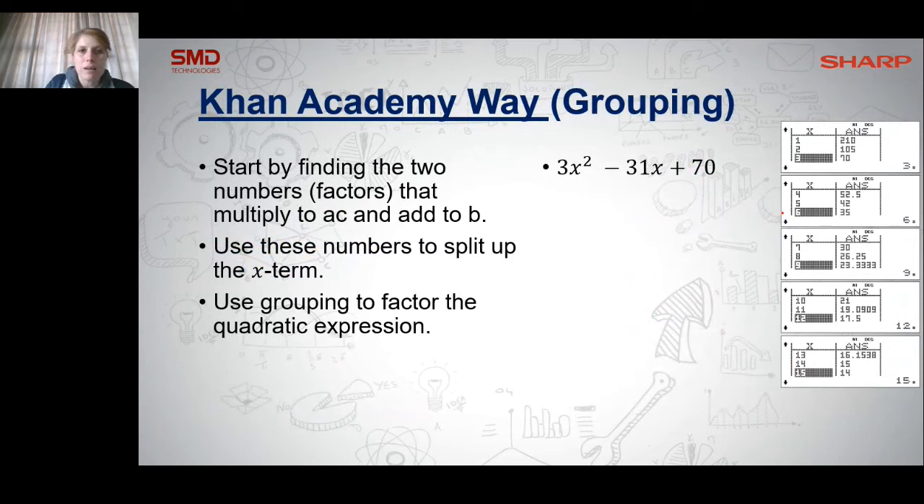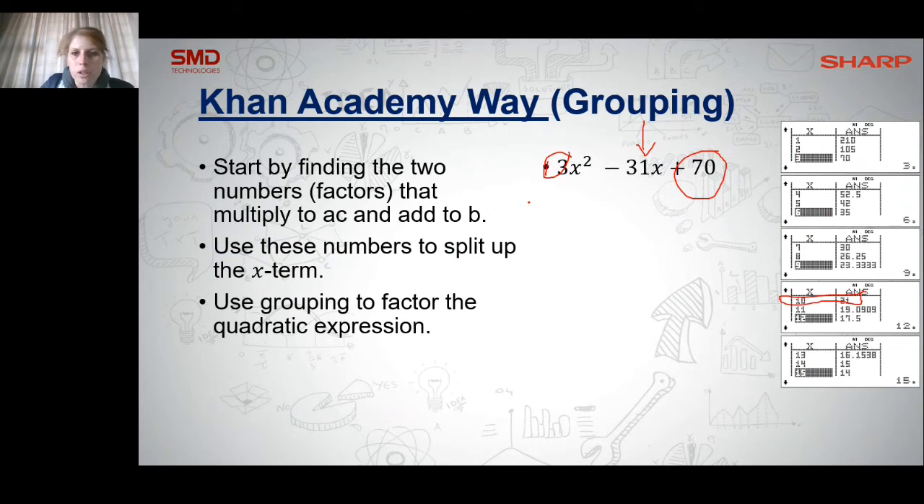What I really liked about the Khan Academy method is that it uses grouping. The first thing with all of these methods is that you need to multiply the A and the C value together. So A times C, 3 times 70, is 210. So here are my factors over here, and we're looking for something that adds up to 31. The sign at the back is a plus, so they add up to 31. I'm just going to look quickly. Here it is, 10 and 21, right?